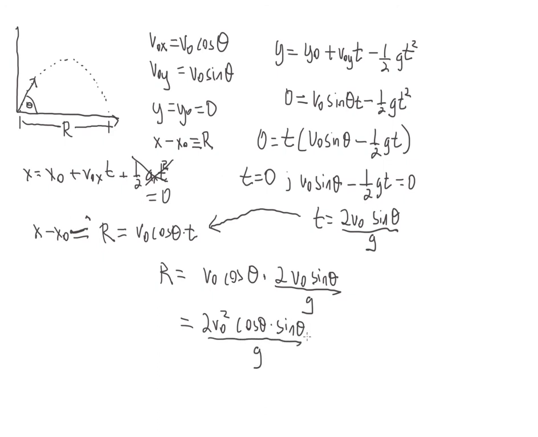Now, one thing that's kind of cool about this is that I can use a trig identity. So I know from grade 11 that 2 cos theta sine theta equals sine 2 theta. And that's like one of the only identities I actually remember because I use it right here in these problems. And I get that the range is equal to v naught squared over g times the sine of 2 theta. So there's my derivation of the range.